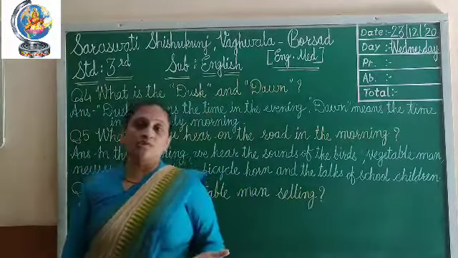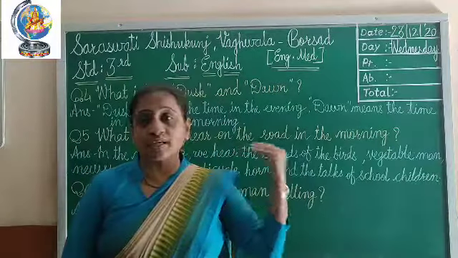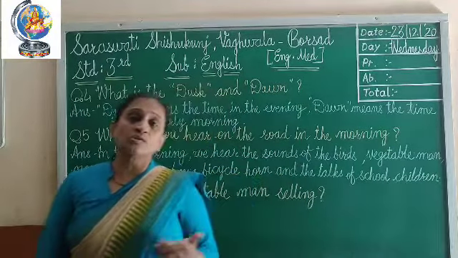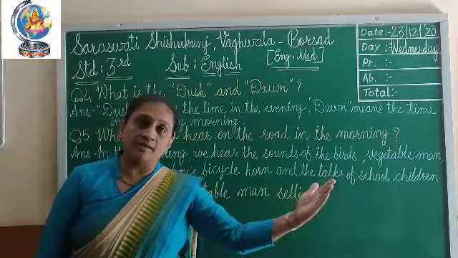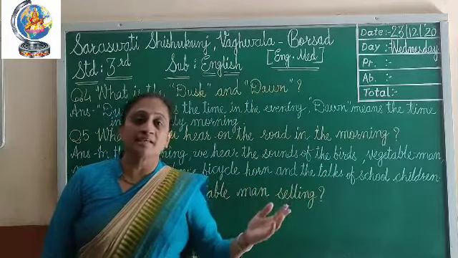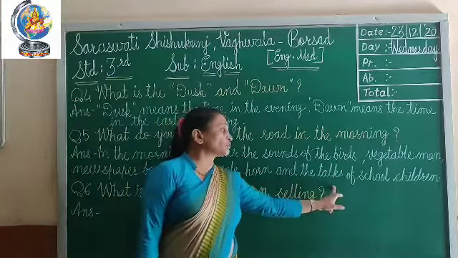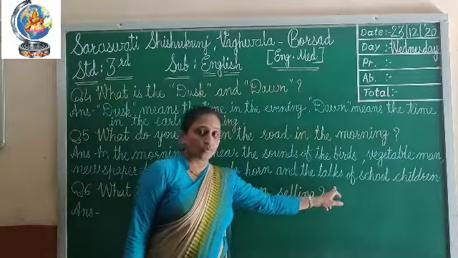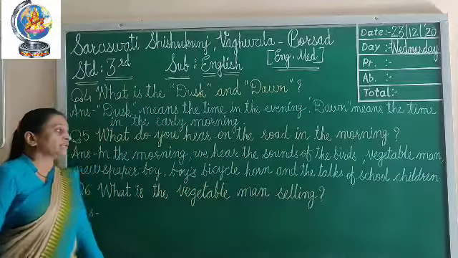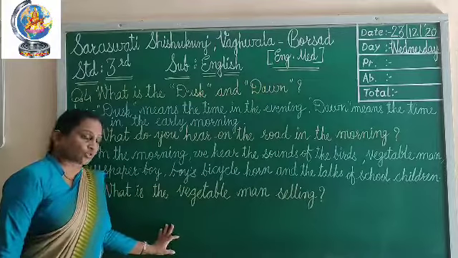In the morning children are going in to their school, right? So they are also talking. When they are passing on the road, they are talking and passing. So we can hear the talks of school children also. Okay, so you have to write like this when you have to put comma also.